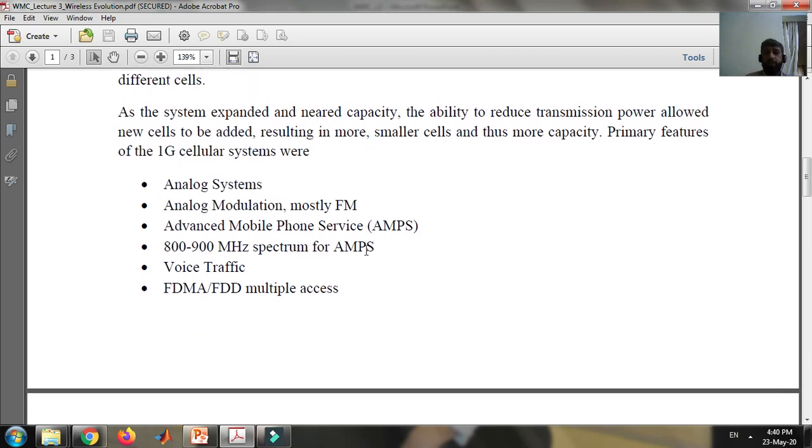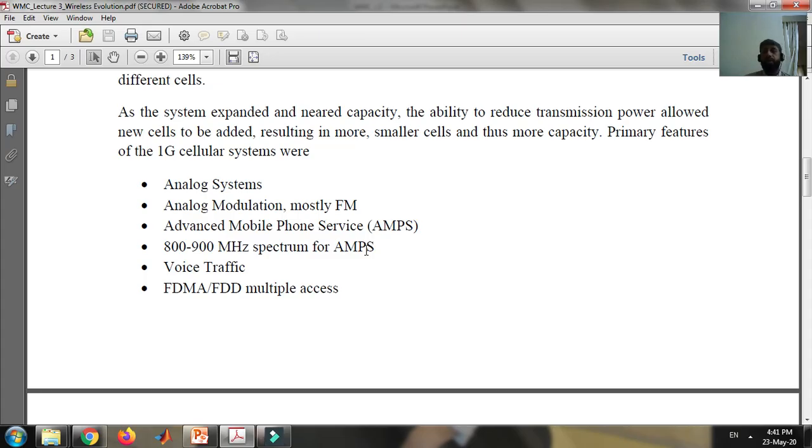The primary feature of the first generation of cellular systems was that they were analog systems, primarily using analog modulation. Most of the systems at that time were focusing on frequency modulation. The mobile network established at that time in the United States was named Advanced Mobile Phone System, AMPS, which utilized the frequency spectrum of 800 to 900 megahertz.